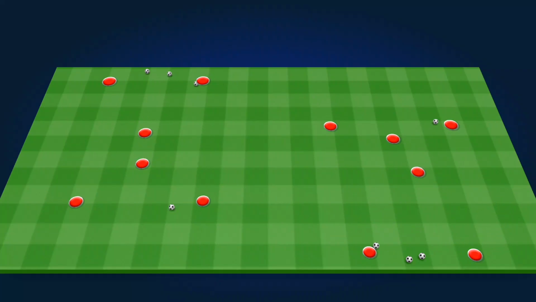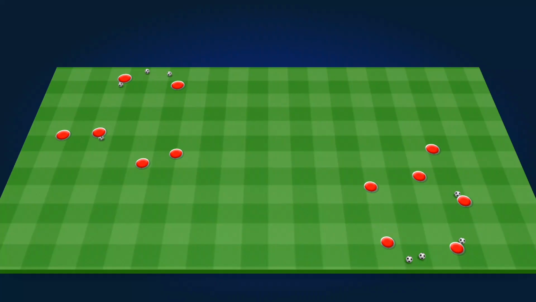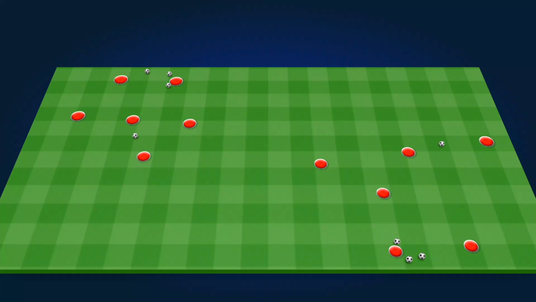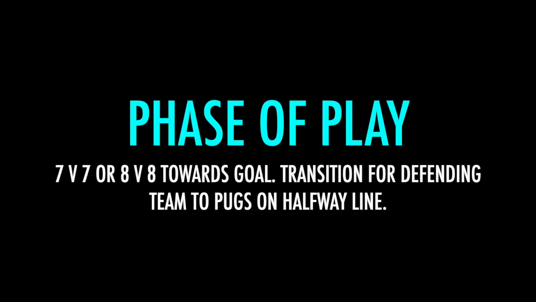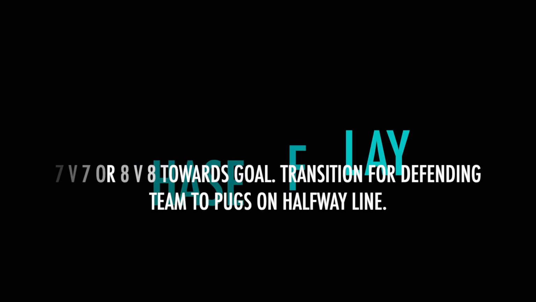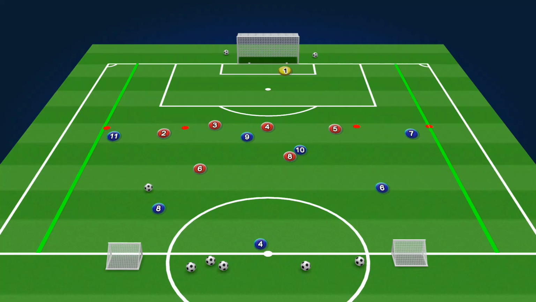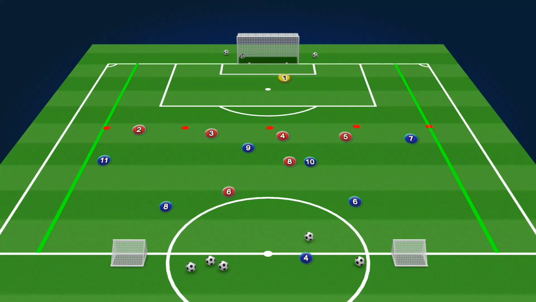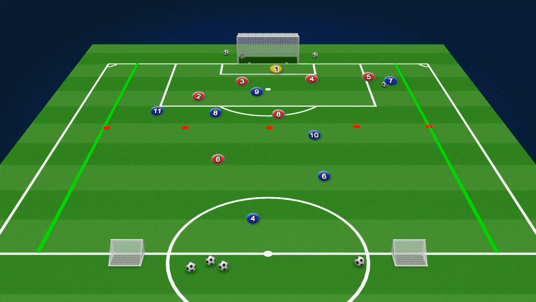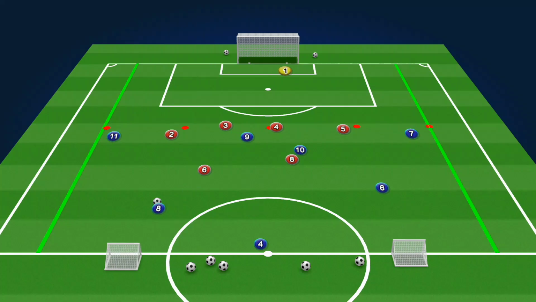In the beginning, create some set combinations, and then after that let the players experiment, be creative and find good chemistry with each other, putting it together in a phase of play towards goal. 7v7 or 8v8, depending on the numbers that you have on your team. One team is always attacking and is looking to attack space behind the defense. In transition, the defending team plays towards two pucks on the halfway line.